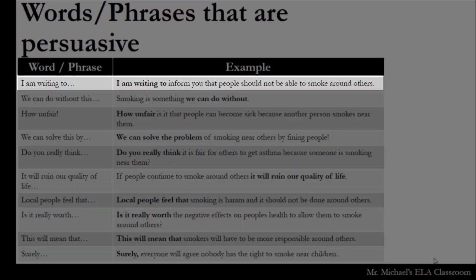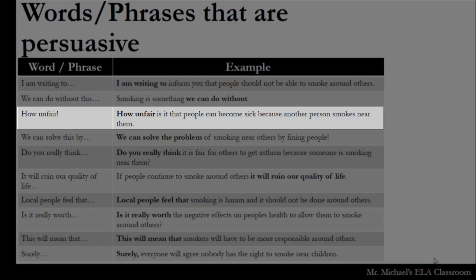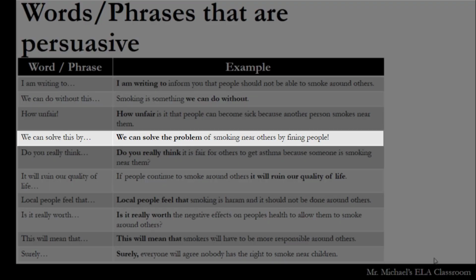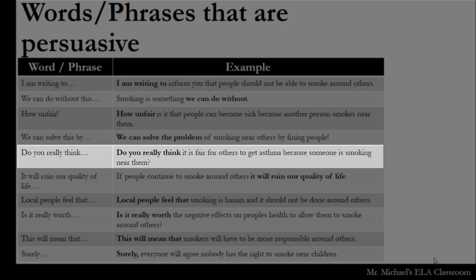I am writing to, for example, I am writing to inform you that people should not be able to smoke around others. We can do without this. Smoking is something we can do without. How unfair! How unfair is it that people can become sick because another person smokes near them? We can solve the problem of smoking near others by fining people. Do you really think it is fair for others to get asthma because someone is smoking near them?